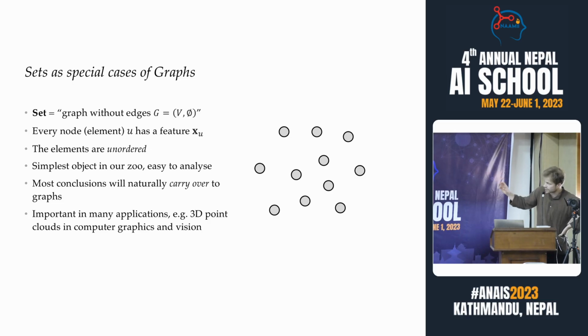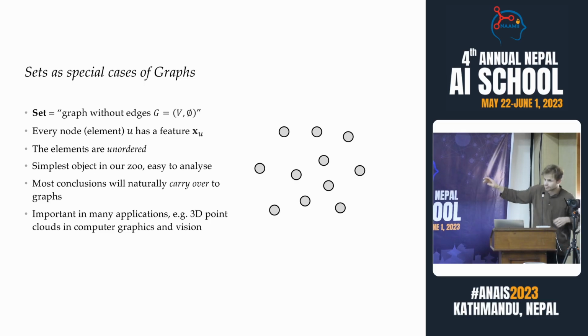So this is a simple object. It's the simplest in our zoo of objects. And most of what you do with sets, there is an analogy to do with graphs, because a set is a specific instance of a graph. So whatever you do with a set, you can try to generalize it to the case of graphs. And it's important in many applications. For example, if you have a point cloud in computer graphics and in vision, you might want to use this kind of architecture, because a point cloud is just a set with features, where the features can be the coordinates or maybe some other kind of feature.